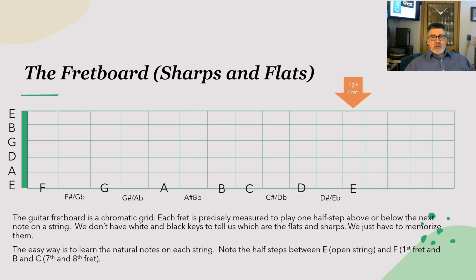G on the 4th fret is G sharp or A flat. 5th fret is A. 6th fret is A sharp or B flat. B and C, there's that natural half step again, so there's no sharp or flat between them. C sharp on the 9th fret, which is also D flat. On the 11th fret is D sharp or E flat. The easy way to learn the natural notes on each string is just to remember where the natural notes are and go up or down, right? So that's not a hard thing to do.